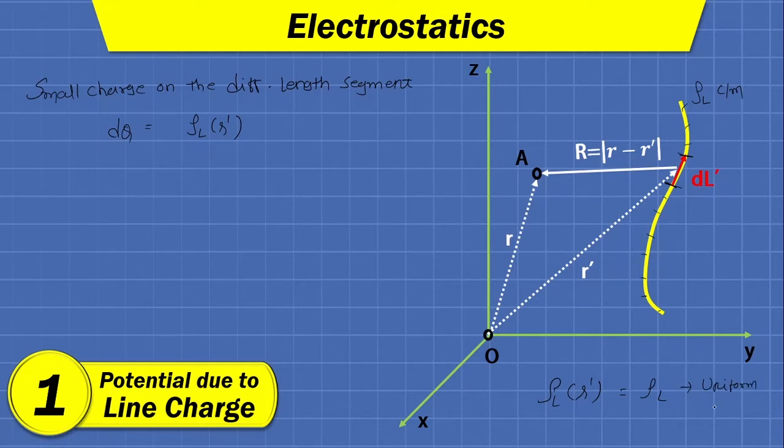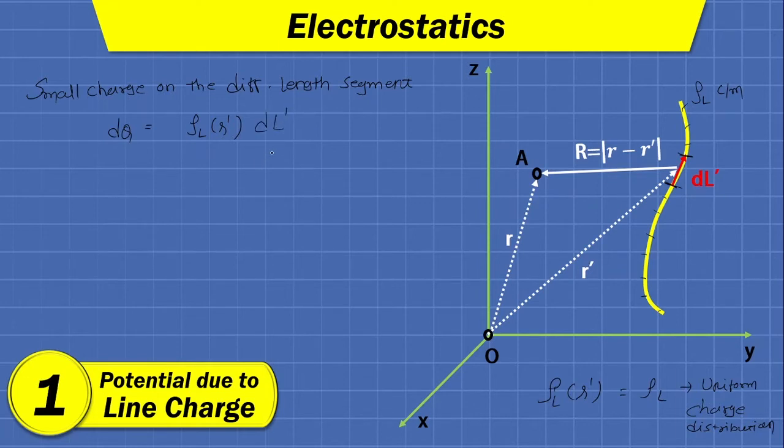Whether it is a line charge, surface charge or volume charge, if the distribution is non-uniform, then its density will be a function of its physical place. Otherwise you can represent it as a constant. Here we are taking the general case, so I am considering the non-uniform charge distribution, in which the charge density is a function of its physical place, multiplied by the small length dl prime.